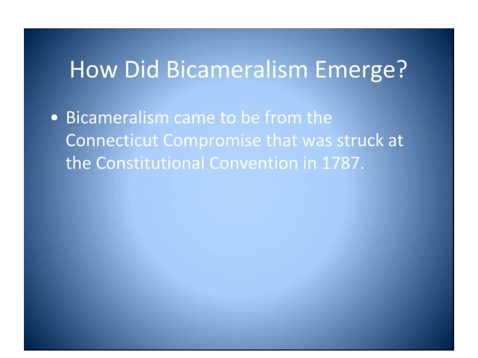Now, just how did bicameralism emerge? Bicameralism came to be from the Connecticut Compromise that was struck at the Constitutional Convention in 1787. And another reminder for those of you who have forgotten what the Constitutional Convention in 1787 was, it was where the Founding Fathers, after scrapping the Articles of Confederation, decided to come together and write a new Constitution. Now, hopefully you didn't forget that. If you did, it's okay, but Mr. Fitz probably is not going to be happy with you. It's okay, we can work with that.